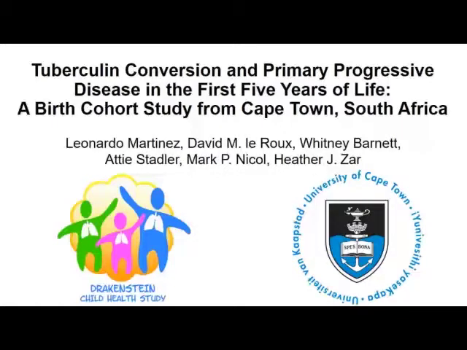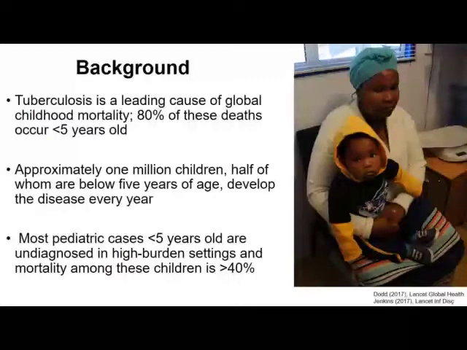Okay, thank you. My name's Leo, and I'm going to present some work from South Africa. So some background. Tuberculosis is a leading cause of global childhood mortality, and most of these deaths occur below 5 years of age. Approximately 1 million children get tuberculosis every year, from recent estimates, and half of these are below 5 years of age. Most of these cases are undiagnosed, the vast majority. And this is concerning because undiagnosed children have very high mortality rates. Those below 5 have mortality rates above 40%, according to some studies.